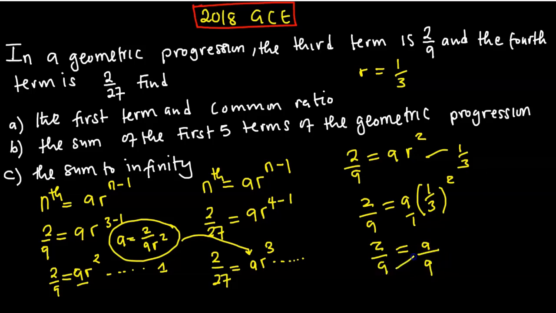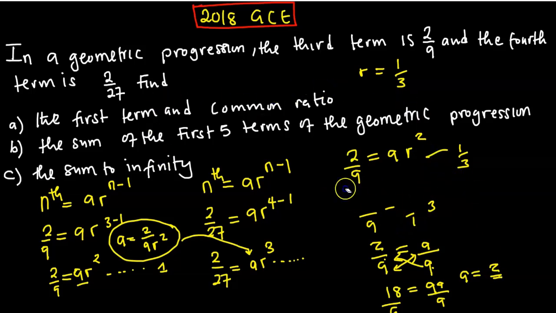Okay, so at this point we can cross multiply. This one multiplies that, this one multiplies that. So it will be 18, which is 2 multiplied by 9, 18 equal to 9A. Divide by 9, divide by 9. So our A is equal to 2. So the first term is equal to 2. That is how we find the first term. So we answered the first question.